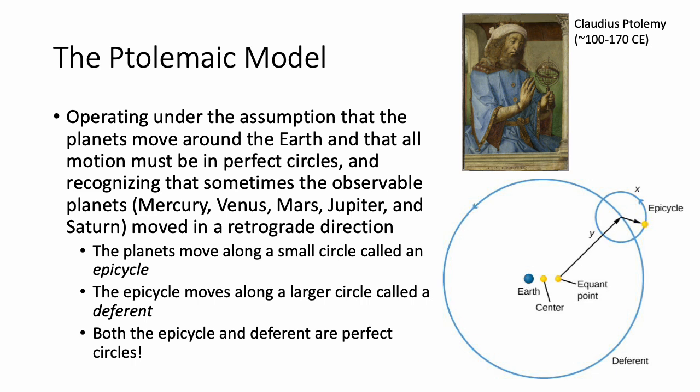You now see circles around this larger circle around the Earth. And so this is called an epicycle. So the planets move along a small circle called this epicycle, and this epicycle allows for this retrograde motion. So this is one way to try to explain what we're observing. And so the epicycle, again, moves along that larger circle called a deferent. And again, notice they are perfect circles.